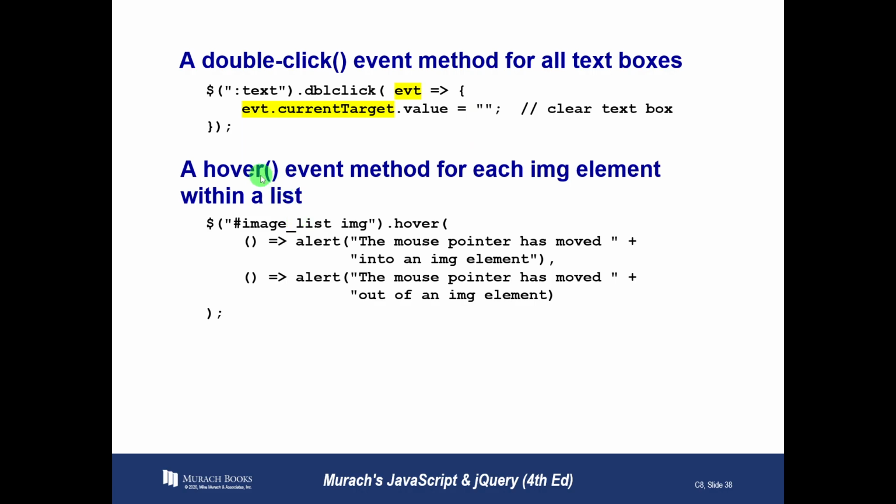Here's one, a hover event method for each image element within a list. So find all the image elements that are inside this image list. When somebody hovers over it, run this code. In this case, it's going to say the mouse pointer has moved into the image element. Okay. And then we also have one when the mouse pointer moves out of the image element. We can alert that as well. So the first function is what happens when somebody moves into the element or hovers over the image. When their mouse leaves the image, the second function is what runs. They're separated by a comma right here.